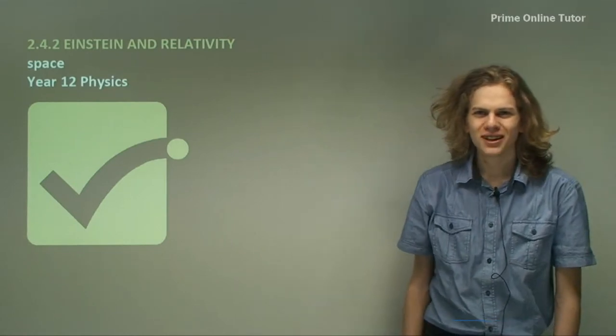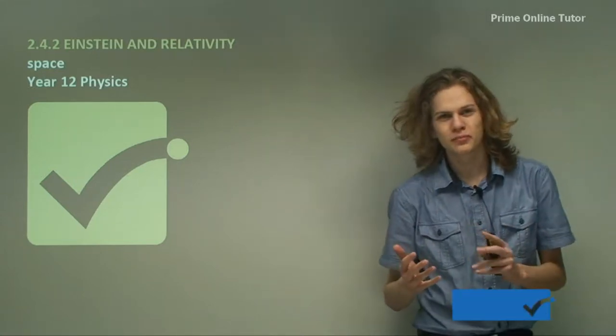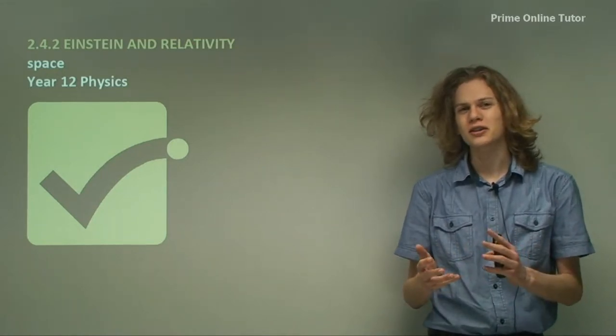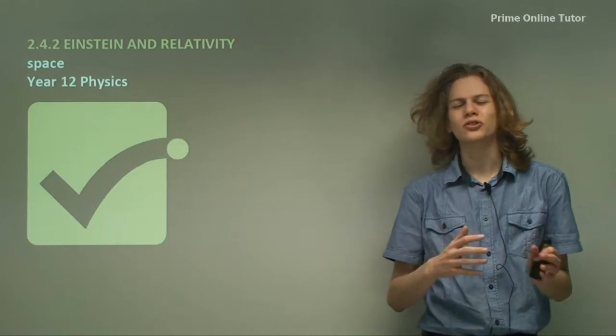Hi everyone. Today we're going to be talking about Einstein's special theory of relativity. This is a good model of how the universe works. It manages to explain pretty much all the stuff that we can see in space, aside from things to do with strong gravitational fields and accelerations.